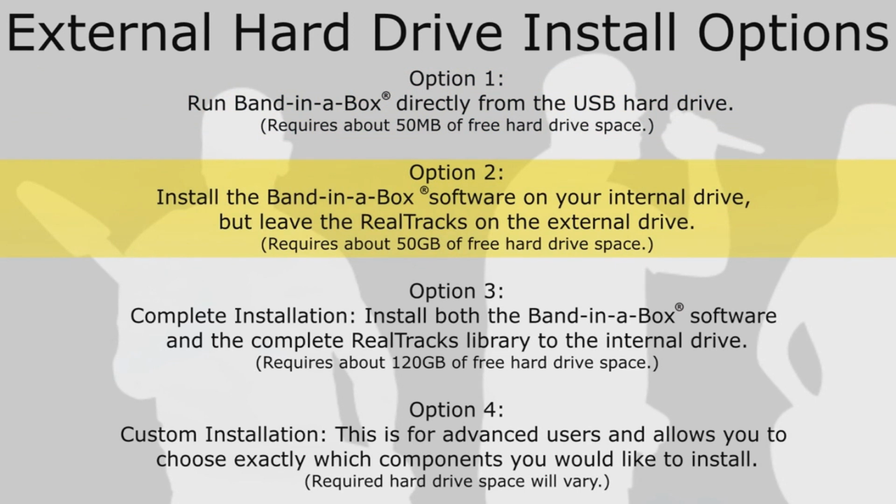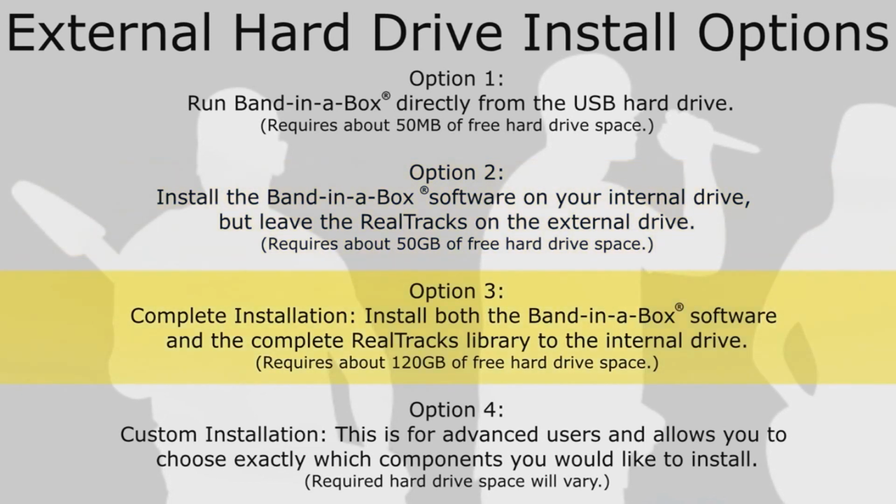Option 2. Install the Band in a Box software on your internal drive, but leave the RealTracks on the external drive. This installation requires about 50 gigabytes of free hard drive space. Option 3. Complete installation. This installs both Band in a Box and RealBand programs as well as the complete RealTracks library to your internal drive. This installation requires about 120 gigabytes of free hard drive space and is the recommended installation if you have the available space.